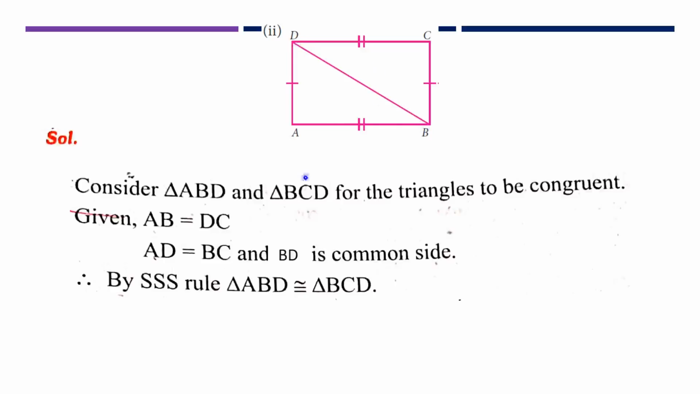So here the three sides, that is the corresponding three sides, are equal. That is by SSS rule, side side side rule. We can say triangle ABD is congruent to triangle BCD.